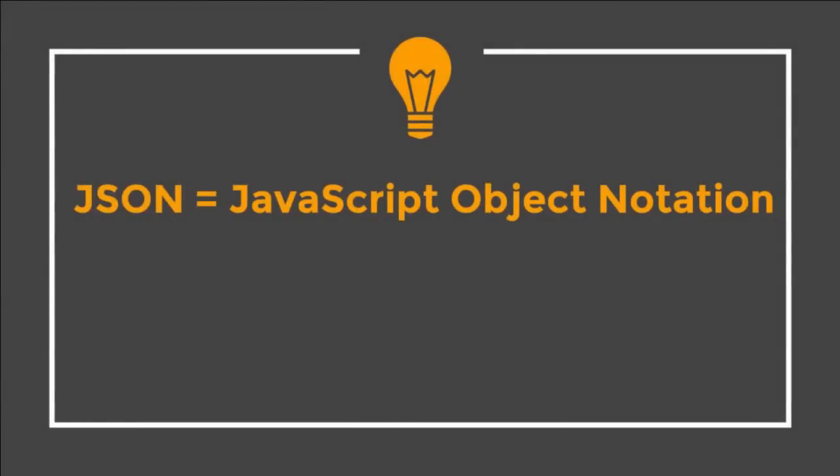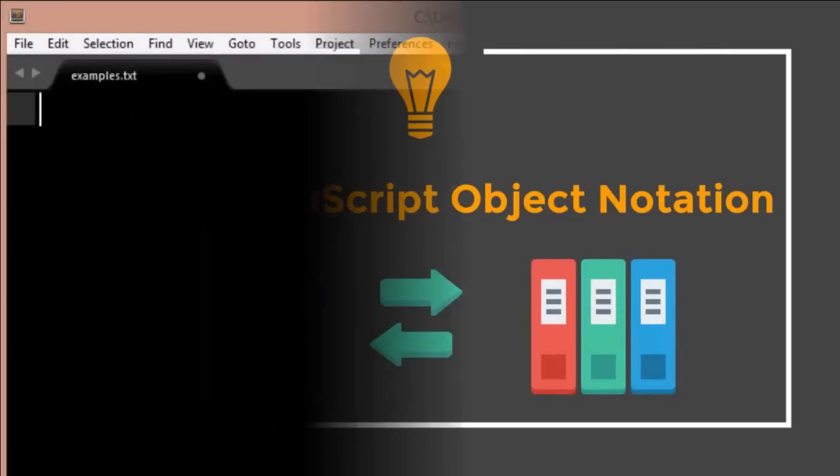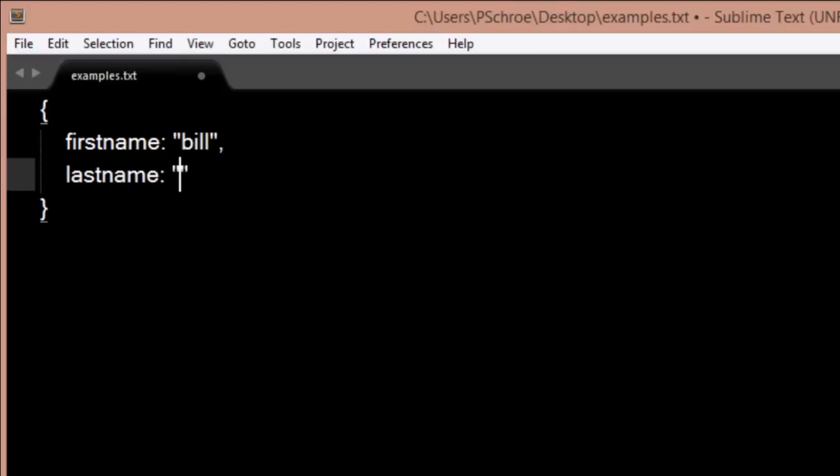We can easily manage our data using JSON, which stands for JavaScript Object Notation. JSON is a very common language we use for passing around data from the view to the server and back. Let's create a new JSON object with two key value pairs of first name Bill and last name Cruz. And that's really all that there is to it.